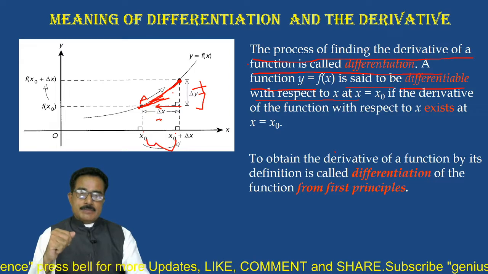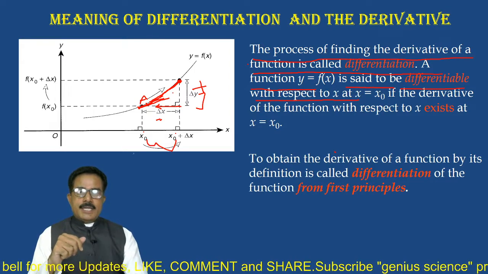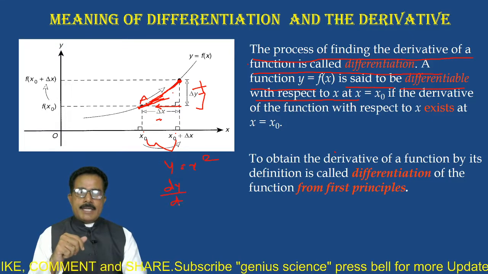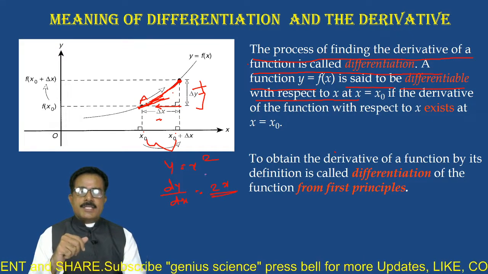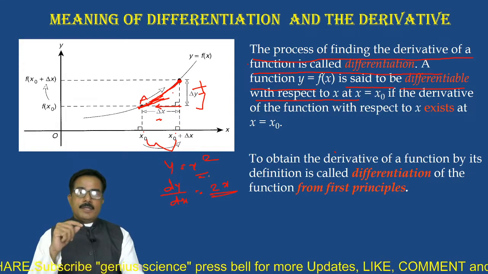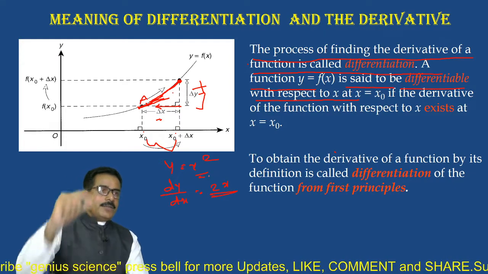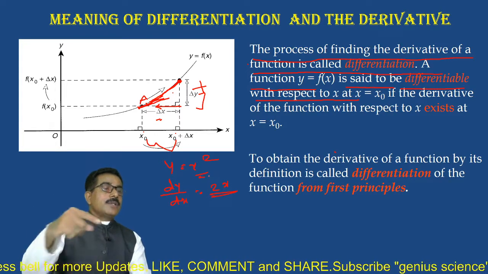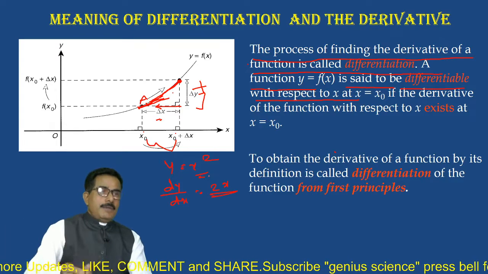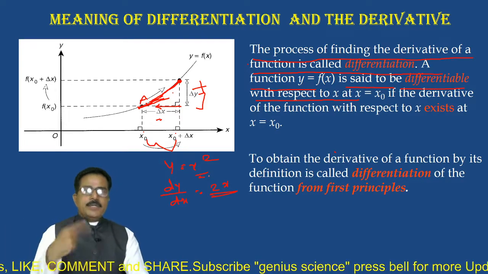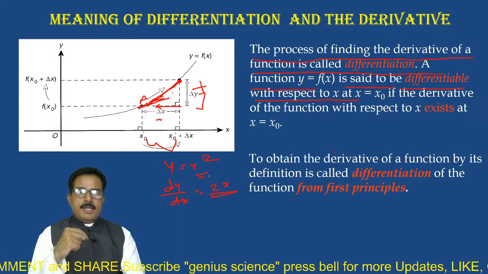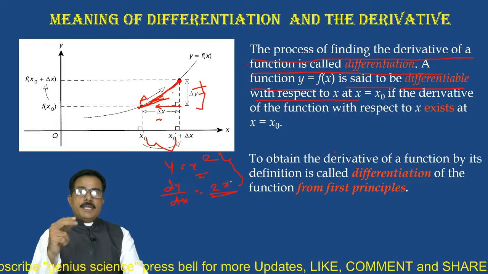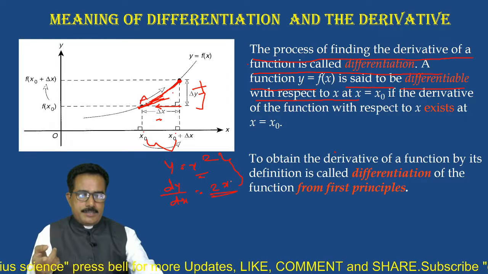For example, if we consider y is equal to x square, the derivative is dy by dx equals 2x. 2x is the derivative of x square. We can find the derivative of x square. Therefore, we can say that y equals x square is a differentiable function. We can find its derivative. And this is an algebraic function; the method for finding the derivative is called differentiation.